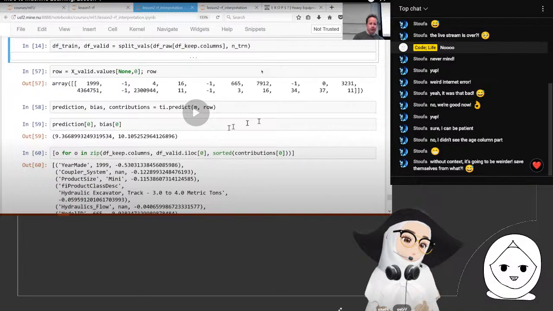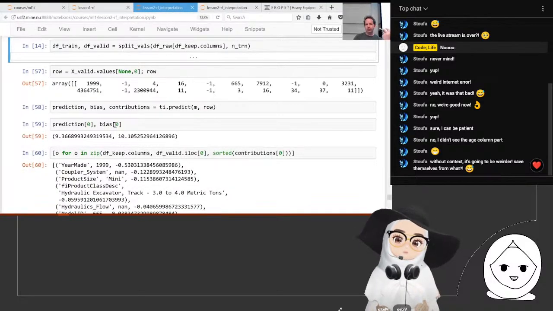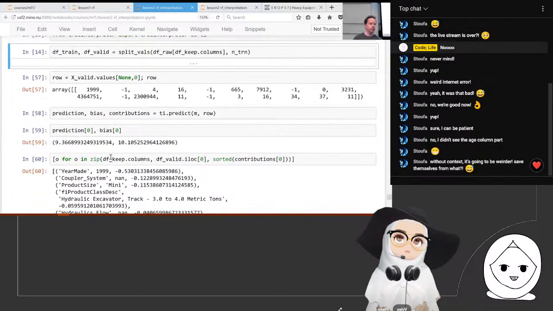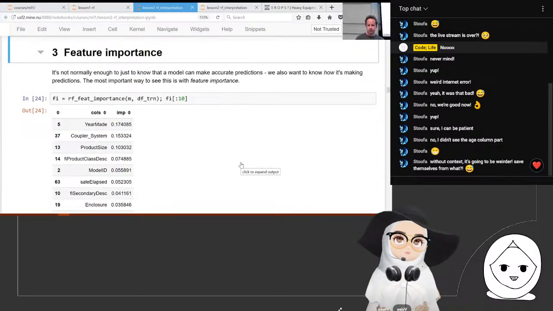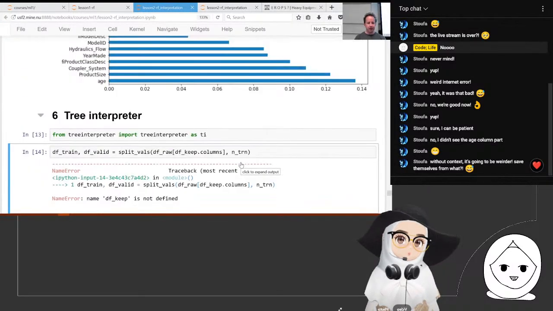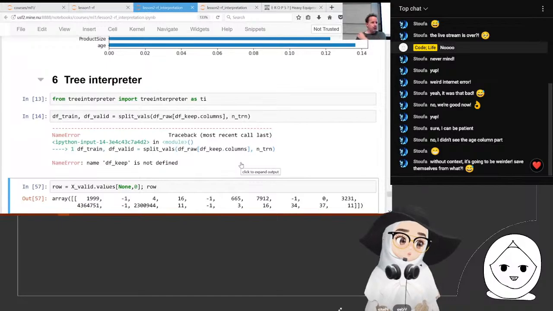So then there's this thing called bias, and the bias is just the average before we start doing any splits. So if you basically start with the average log of value, and then we went down each tree, and each time we saw year made, we had some impact, coupler system, some impact, product size, some impact, and so forth. Okay, so I think we might come back to tree interpreter next time, because we're kind of out of time.